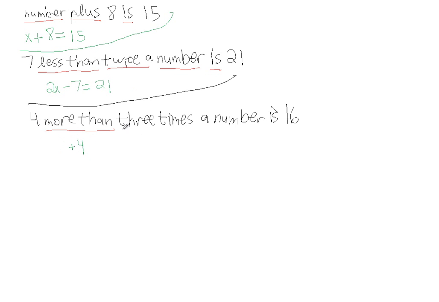Next we have 3 times a number. We saw up here that if we call x, or any variable, a number, x equals just any number, 3 times a number is 3x, 3 times x. And then we see is again, which means equals 16. So 4 more than 3 times a number is 16. It can be translated into 3x plus 4 equals 16.